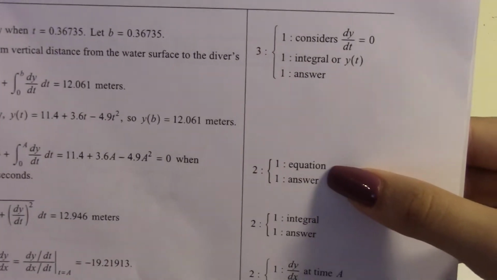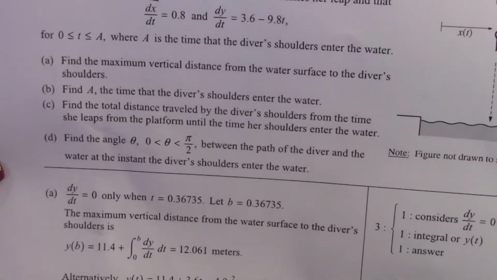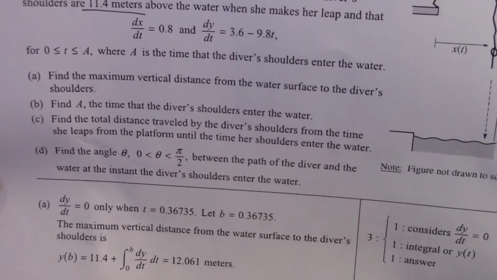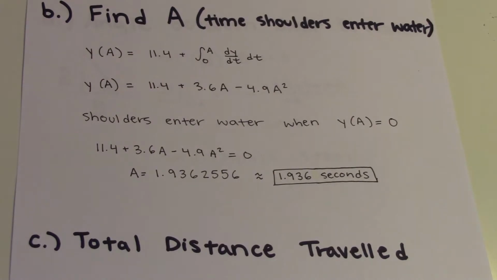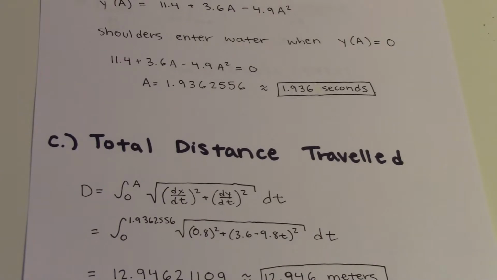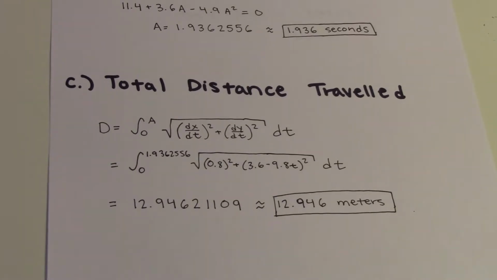So here, the breakdown of points is 1 point for the equation and then 1 point for the answer. And now for part C, it says find the total distance traveled by the diver's shoulders from the time she leaps from the platform until the time her shoulders enter the water. So for total distance, we're going to use the distance equation, which is d is equal to the integral from 0 to a of the square root of (dx/dt) squared plus (dy/dt) squared dt. And so again, I just plugged in those equations and then the upper limit.